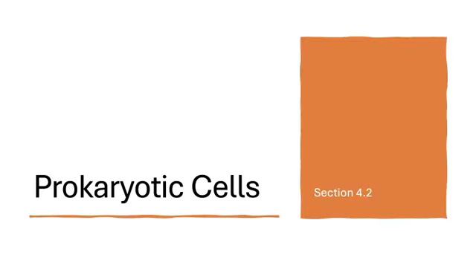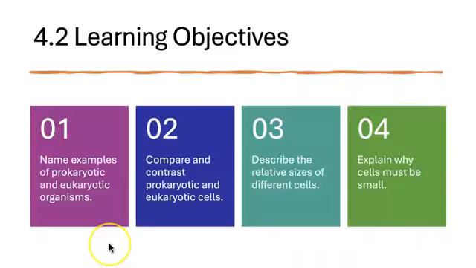Now let's move into section 2, where we are going to talk about prokaryotic cells. Our learning objectives here are to name examples of prokaryotic and eukaryotic organisms, compare and contrast prokaryotic and eukaryotic cells, describe the relative sizes of different cells, and then explain why cells must be small.